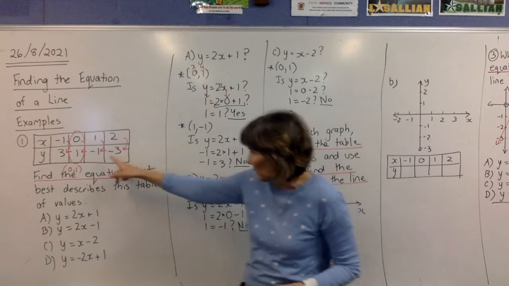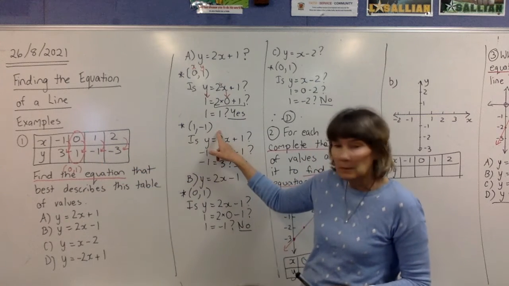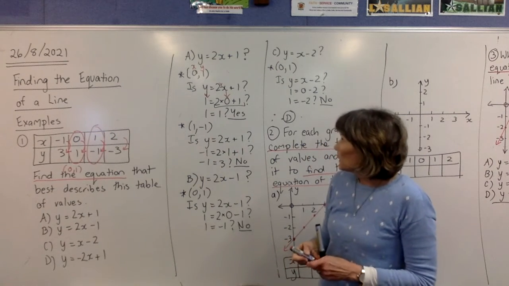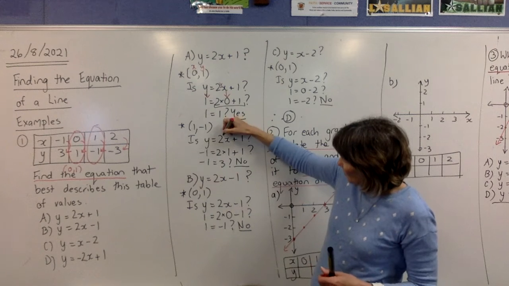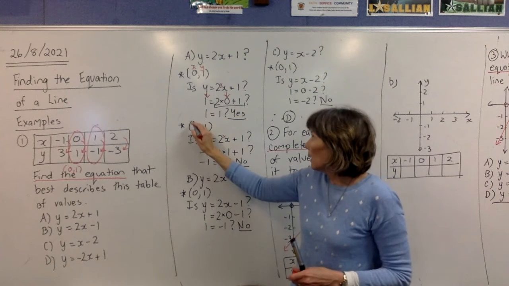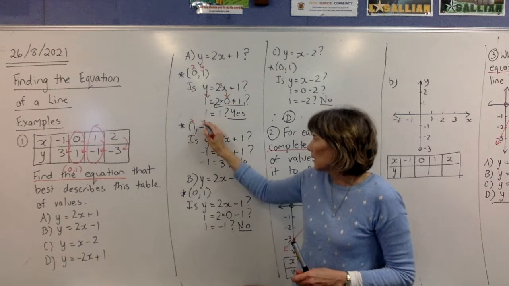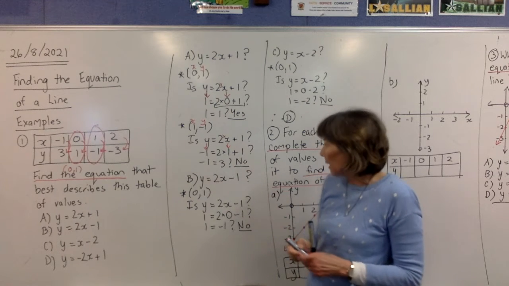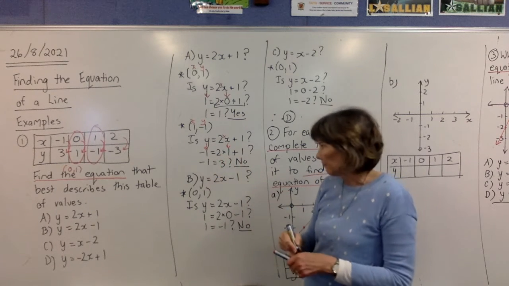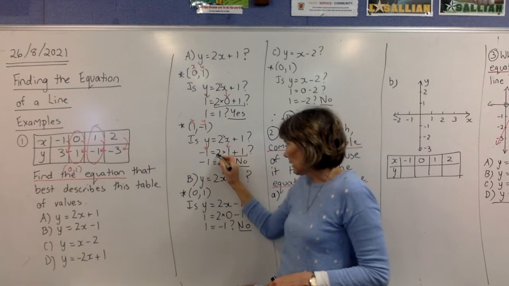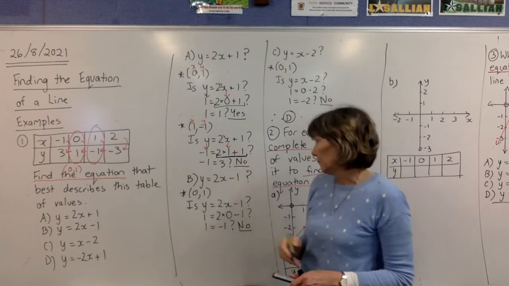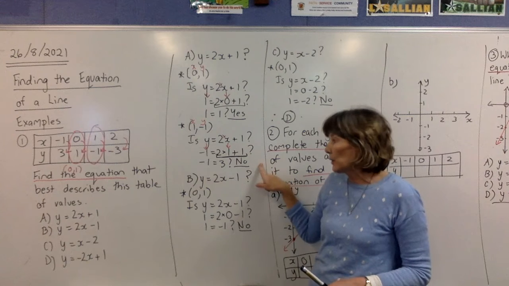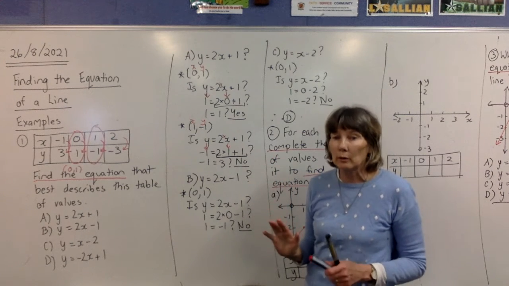So we're going to move to the next point along, 1, minus 1, and test that one. So let's see what happens when we test this point. Alright, we'll start again. Is y equal to 2x plus 1? So we're going to put in 1 for x and minus 1 for y. So let's put them in. Now we're saying is minus 1 equal to 2 times 1 plus 1. If you work 2 times 1 plus 1 out on your calculator, you will get 3. So does minus 1 equal 3? No. So even though we got a yes on the first point, we're getting a no now. So A is not the answer. It has to work on all the points.